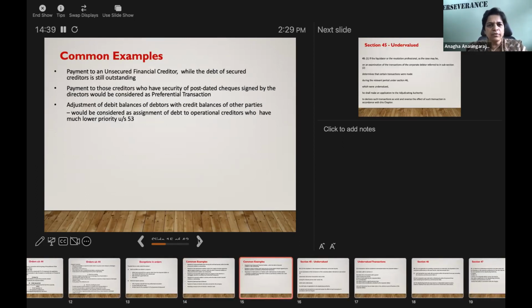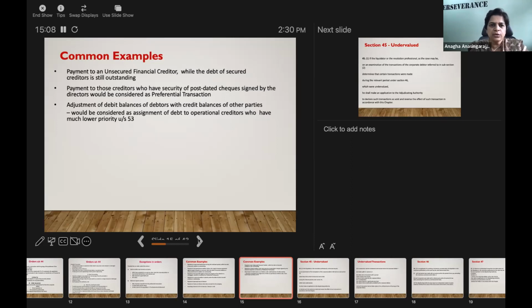Payment to an unsecured financial creditor while the debt of the secured creditors is still outstanding. So here we see the effect: some payment happens from the company. So there is a transfer of property from the company and it goes to a person who is already a creditor of the company and who may be a related party if you look back for 2 years. And again, that person is now in a better position in the hierarchy of section 53. So all these conditions are being satisfied in these examples.